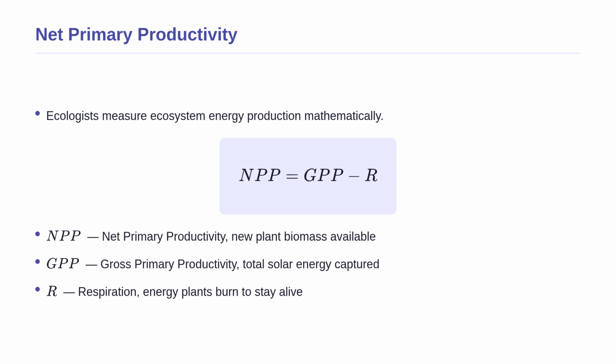If GPP increases due to abundant sunlight, NPP generally increases. But if respiration increases too much due to heat stress, NPP will drop, leaving less energy for the entire ecosystem.